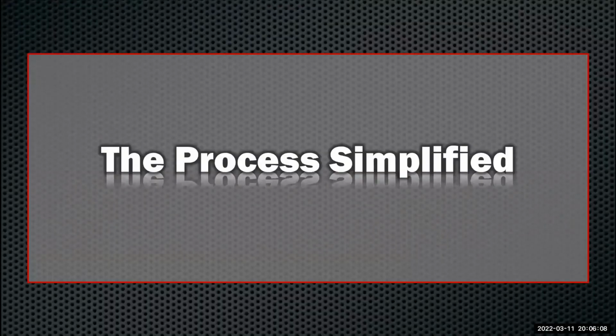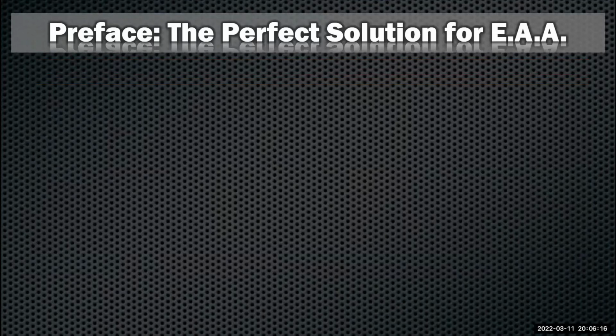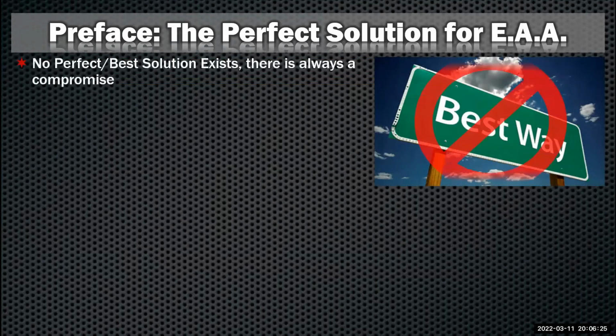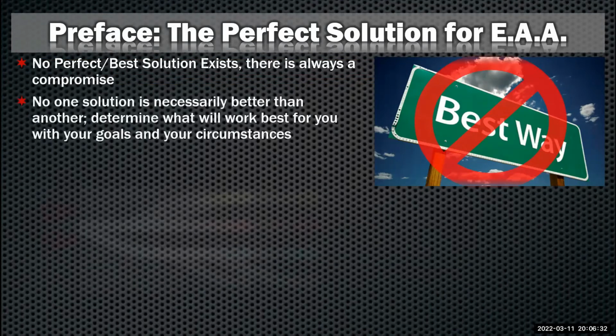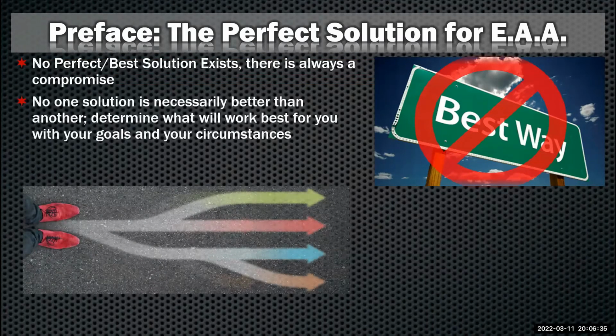So in terms of actually doing EAA, I'm going to oversimplify the process, but it is pretty straightforward. And the perfect solution for EAA. So this is it. If anyone ever asks you, this is how to do EAA. And the perfect solution is there is no honest perfect solution. There is no best way. Everything is going to be a compromise. And those things are going to change depending upon what your goals are. So no solution is better than another. You've got to determine what is going to work best for you and with your goals.